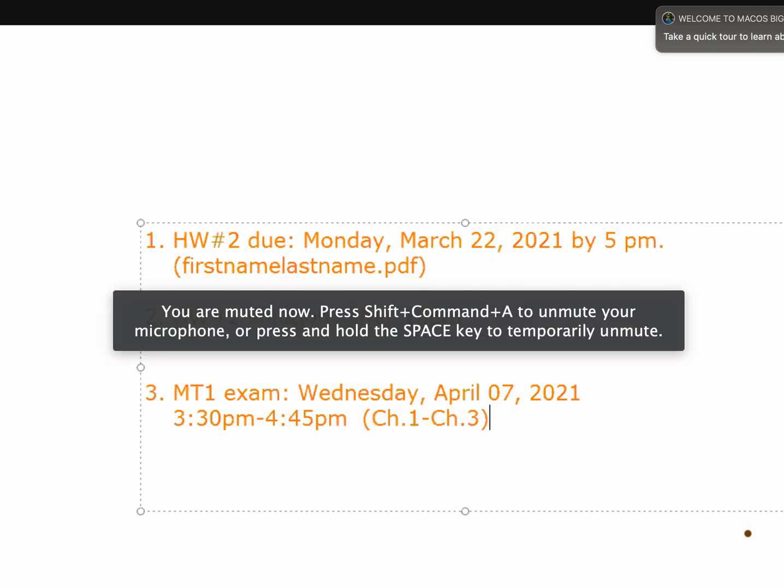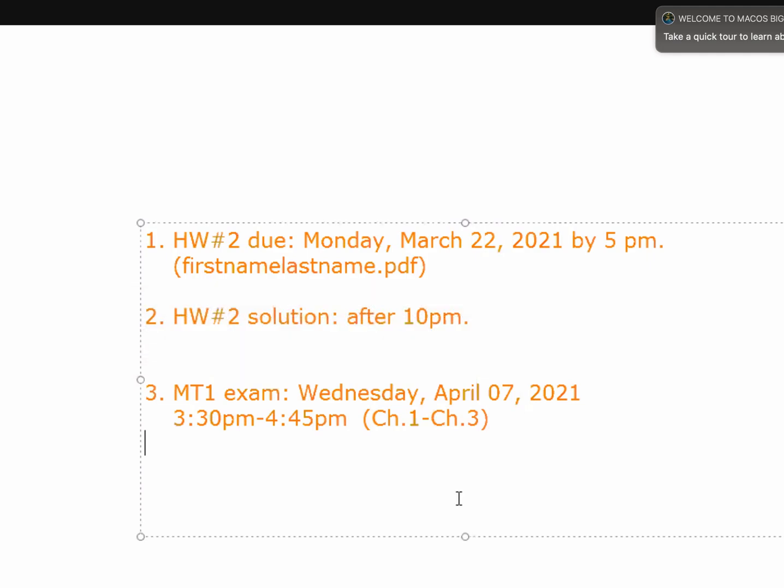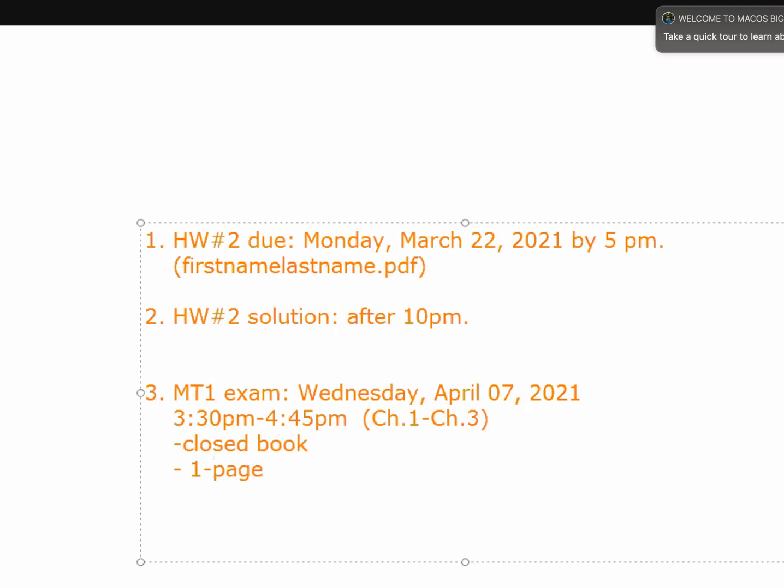including homework number 1 and 2. You can practice with that. And this is a closed book exam. You're only allowed to use one page, letter size cheat sheet, front and back.